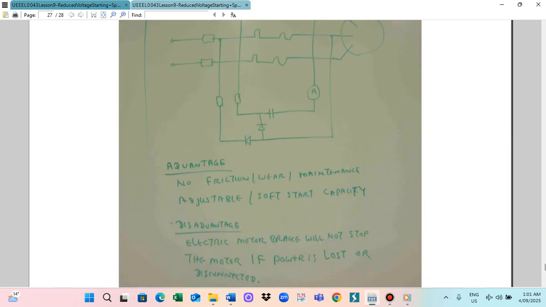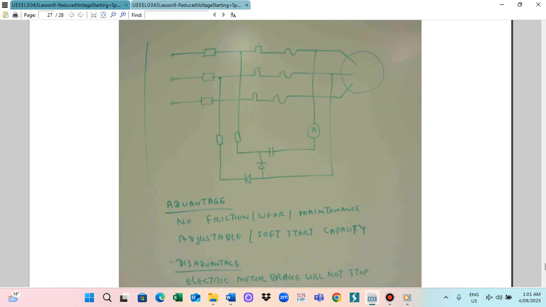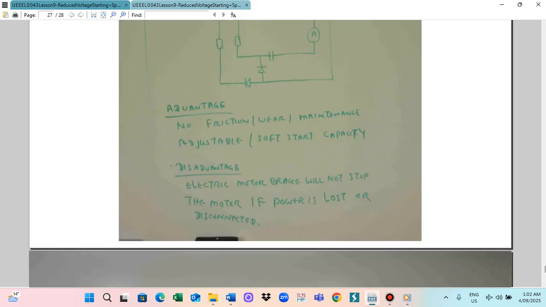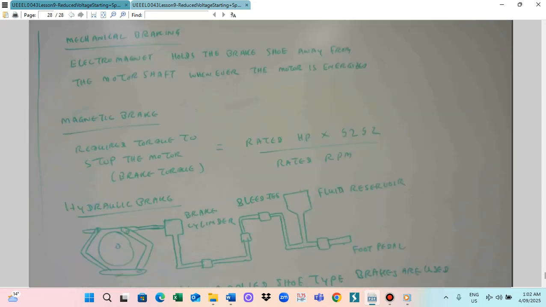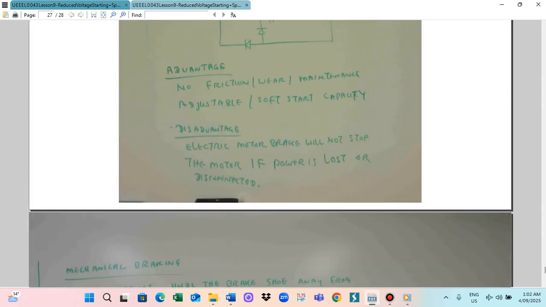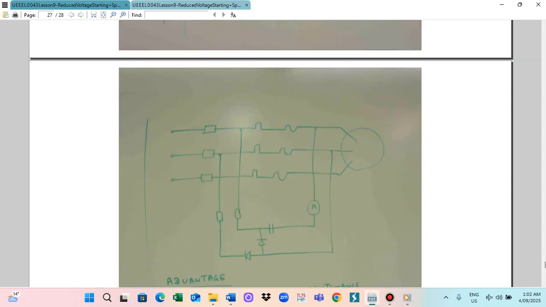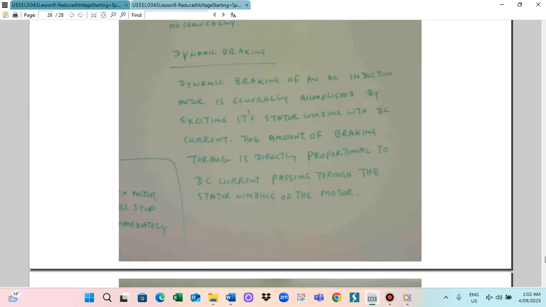But the only important point about the electrical brake system is that when the power fails, we cannot run the electrical brake. The power must be present all the time for the electrical braking system to be operational. Dynamic braking of the AC induction motor is accomplished by exciting the stator winding with DC current. The amount of braking torque is directly proportional to the DC current passing through the stator winding of the motor. So as soon as you press the stop button, we apply the DC current to the motor stator, so the motor will stop immediately.